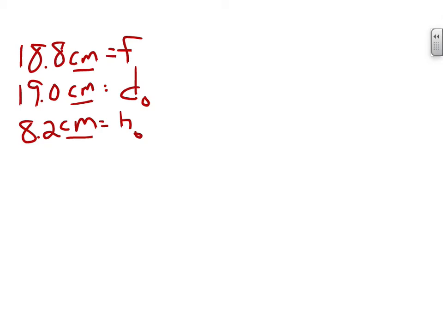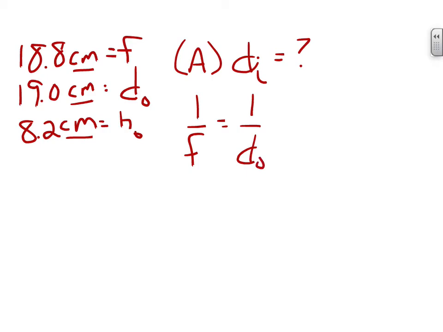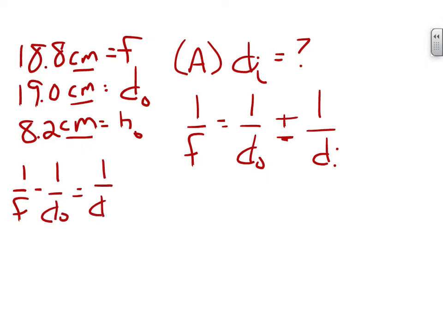All three of these are in centimeters, so we don't have to convert anything. That's cool. It says it projects a perfectly focused image on a wall nearby. If it forms an image on the wall and I ask how far away is the wall, really I'm asking how far away the image formed, because the image forms on the wall. So I'm looking for DI. If I remember that 1 over F is 1 over DO plus 1 over DI, DO and DI are connected with a plus. The opposite of plus is minus, so I'm going to have 1 over F minus 1 over DO equals 1 over DI.